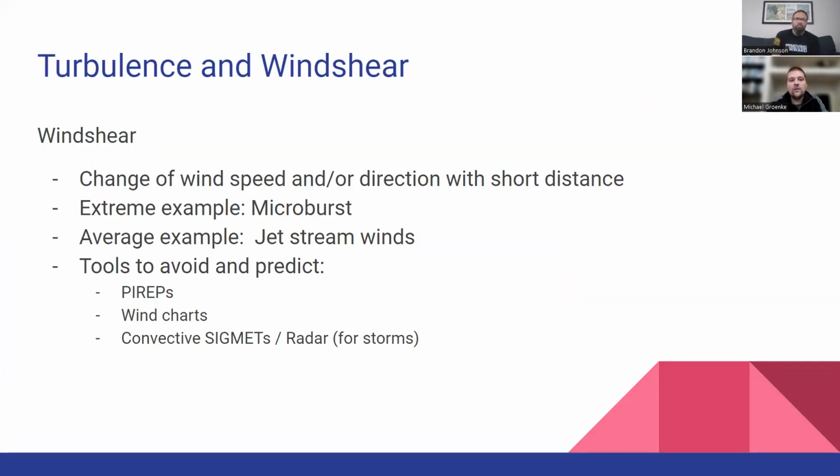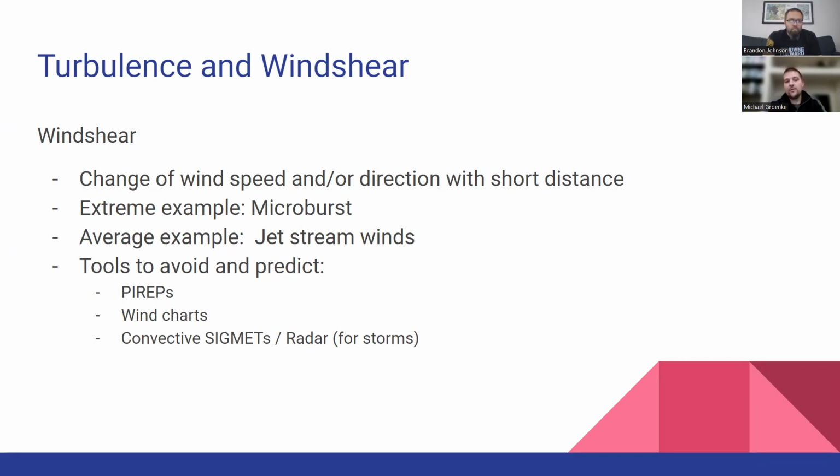Okay. So again, that's an extreme example of wind shear that is over a very small area, just extreme levels of wind change, obviously. A more average example, which we'll get into here in a second, is jet stream winds. That tends to be over kind of a larger area. You're not going to have that extreme, giant microburst pushing your plane at like 40,000 feet. But there's been plenty of examples of very severe turbulence caused by jet stream winds.